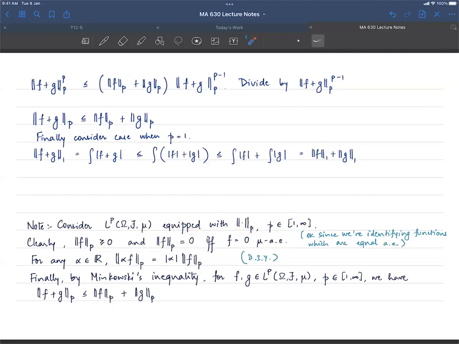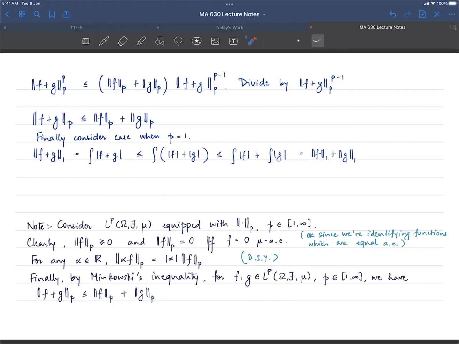So what do you need for a norm? The first thing you need is that this thing applied to any function should be non-negative. That is true. Clearly, the P norm of F is greater than or equal to 0. No problem there. And the other thing is you want the P norm of F to be 0 if and only if F is 0 mu almost everywhere. So this is fine because the requirement is that the norm of a vector should be 0 if and only if it's the 0 vector.